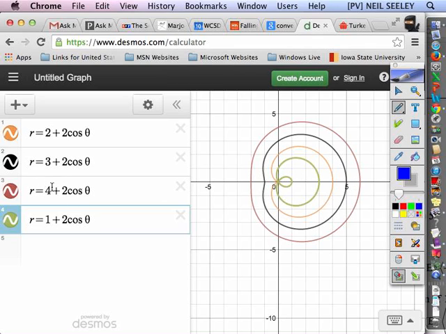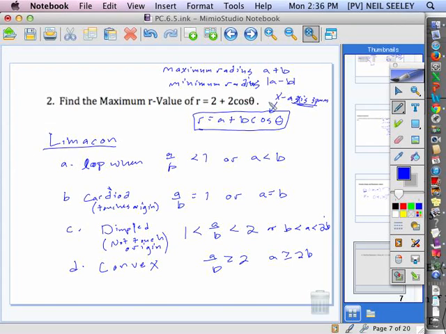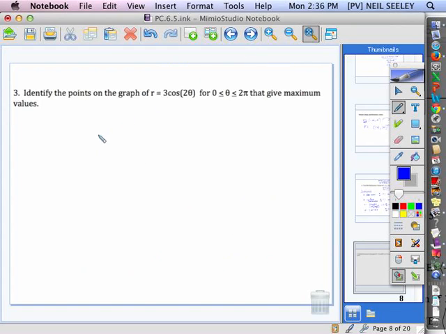Down below in the red one, 4 plus 2 is 6. That's your big radius, up to 6. Our little radius is the difference between the two, which is 2. Nice. Okay, so those are the radii. Onward. Next big slide. Now, identify the points in the graph of 3 cosine 2 theta that give maximum values.